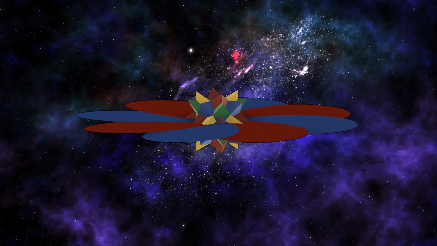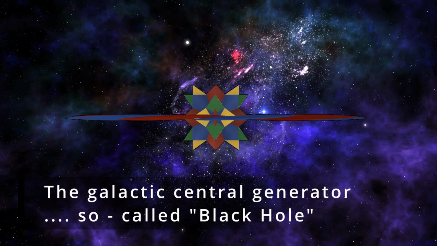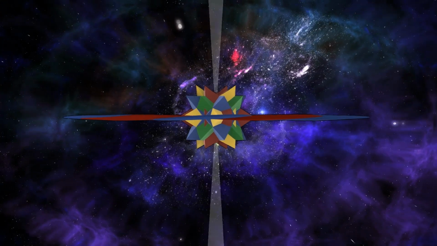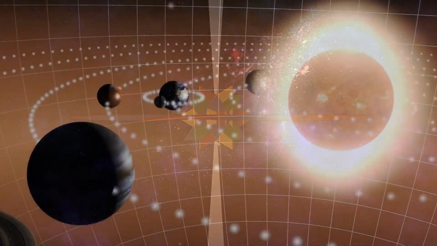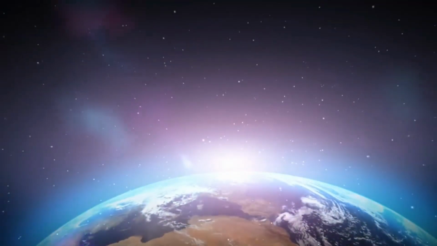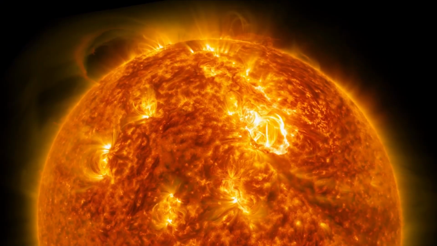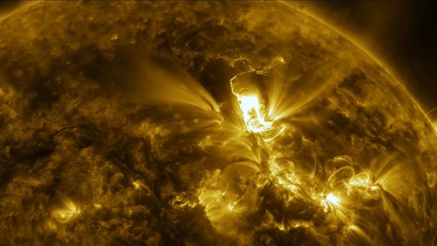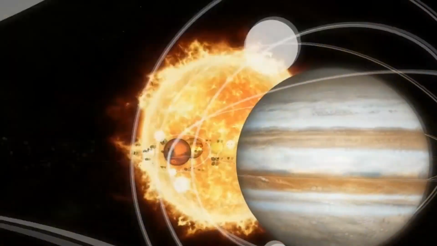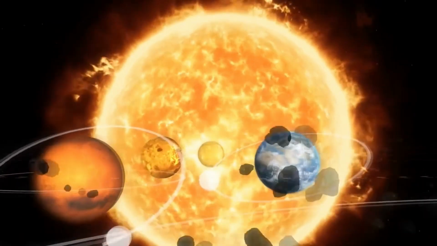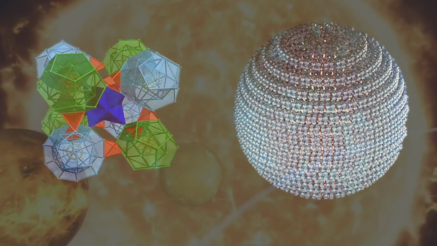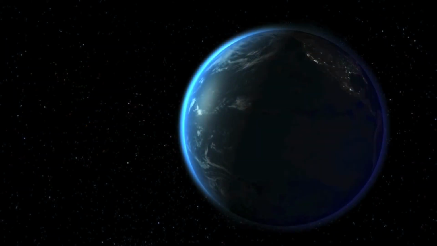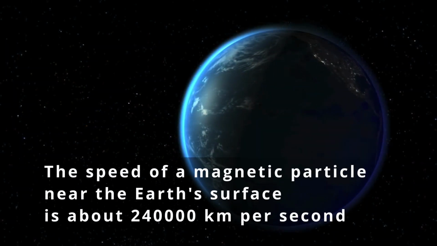The galactic central generator generates primary magnetic particles for the needs of all stellar systems. Magnetic particles needed for Earth are formed on the Sun. Emerging from solar magnetars, magnetic particles with specific speed parameters traverse through the energetic lattice of space, passing through the intricate lattice structures of a planet's atmosphere, and ultimately reaching the Earth's surface at speeds around 240,000 kilometers per second.